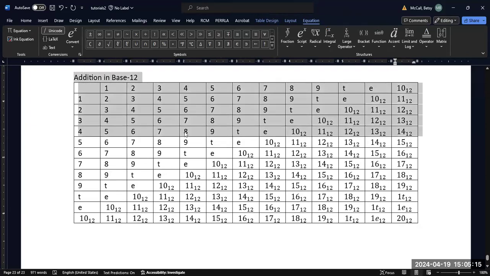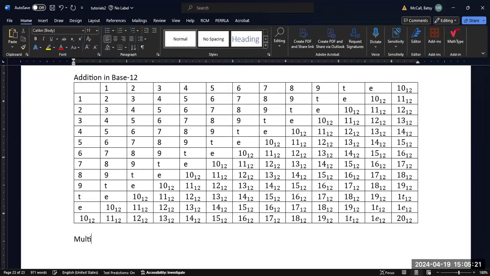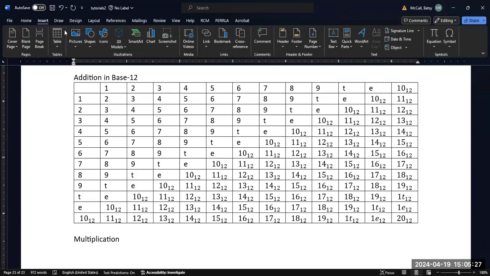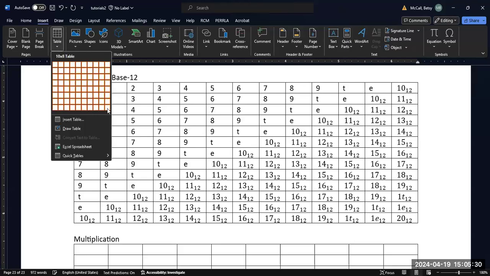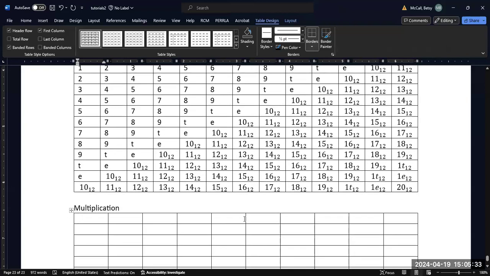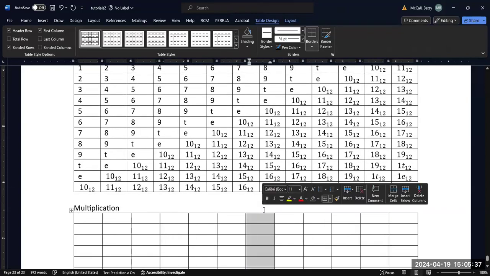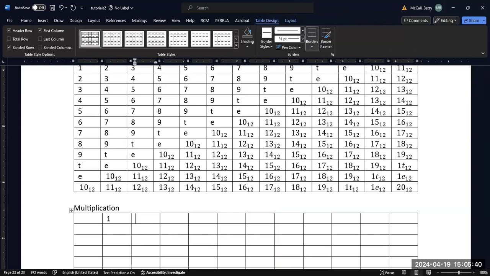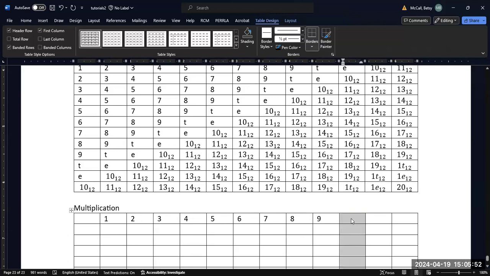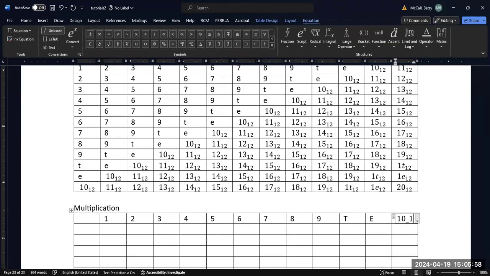And then we're going to basically, again, do more or less the same thing. We're going to create another table for multiplication. And this is the one that's a little trickier. So create the biggest table we can. So that's 10, 11, 12, 13 columns. 1, 2, 3, 4, 5, 6, 7, 8, 9. I'm one short. T, E, and then 10 base 12.